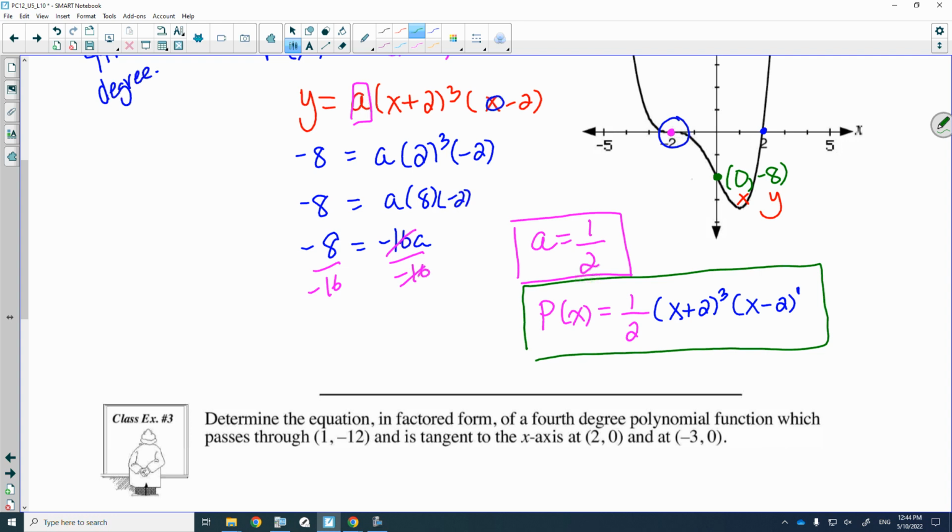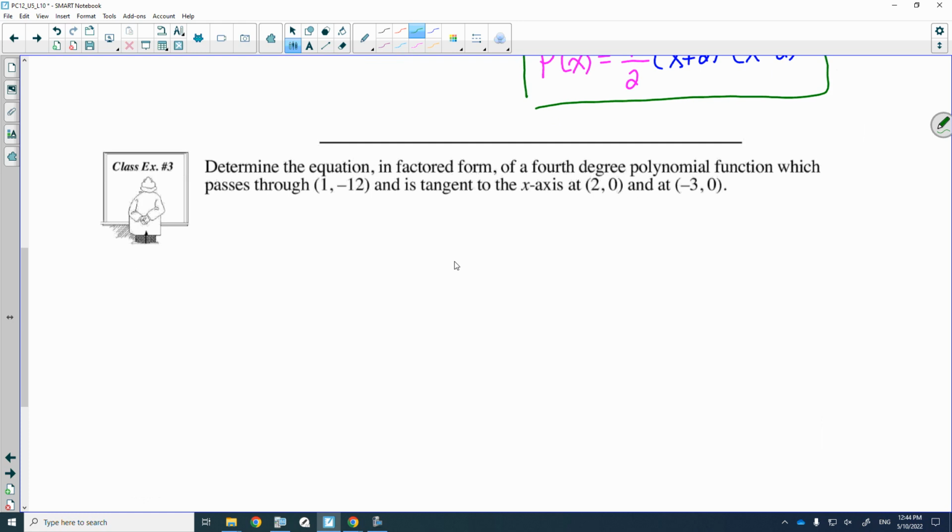The third way they could sort of ask this question will be with no graph. So it would look like class example number 3. So class example number 3, it says determine the equation in factored form, a fourth degree. So that's going to be key. Polynomial function which passes through this point. Here's the point that they're giving me. That's my xy.